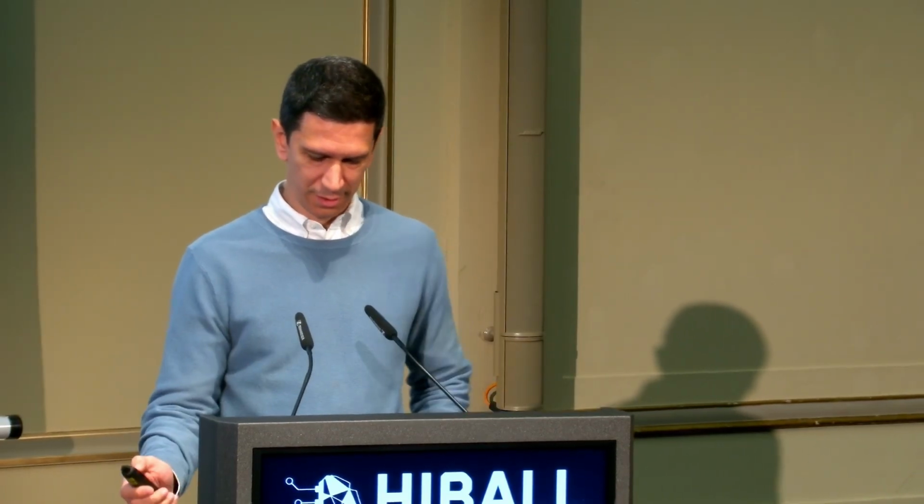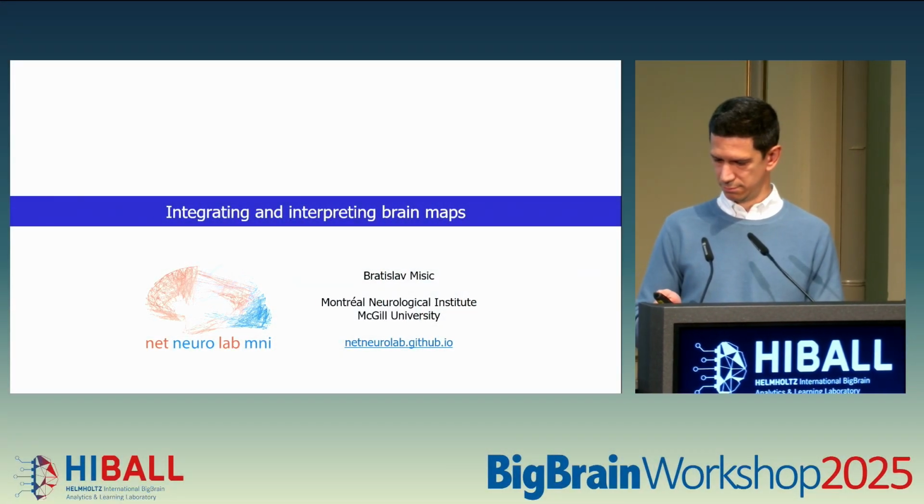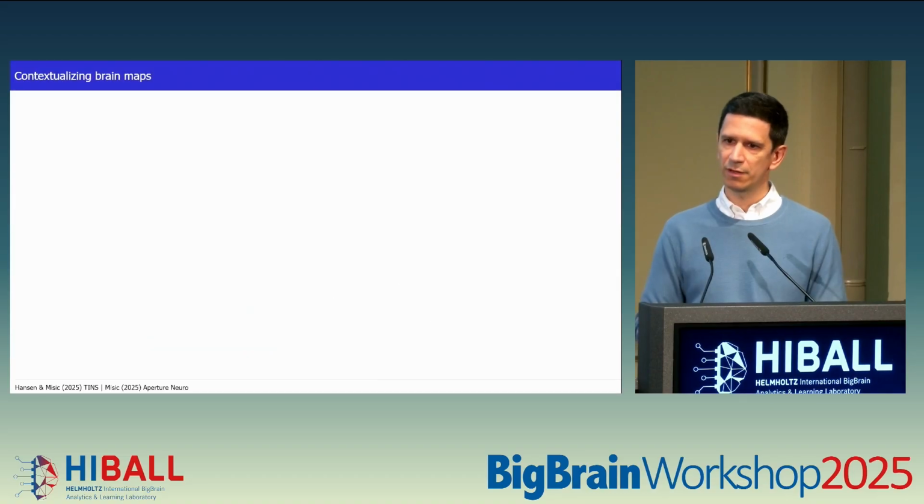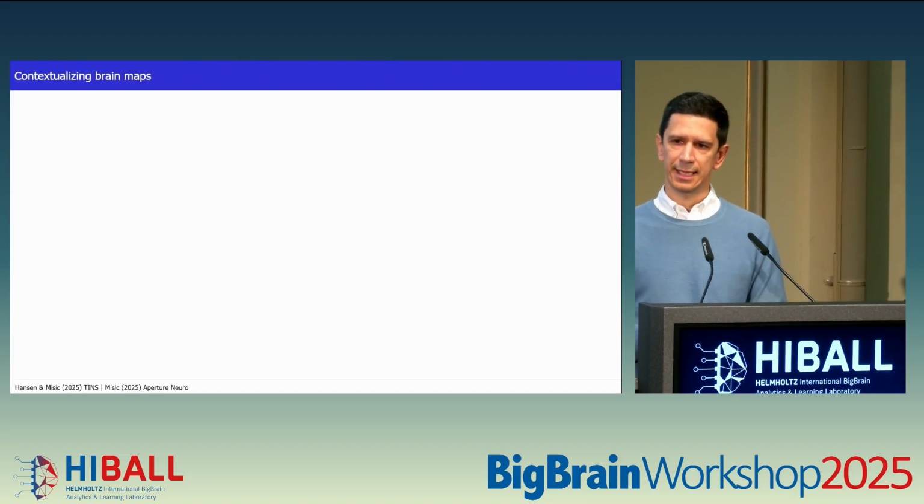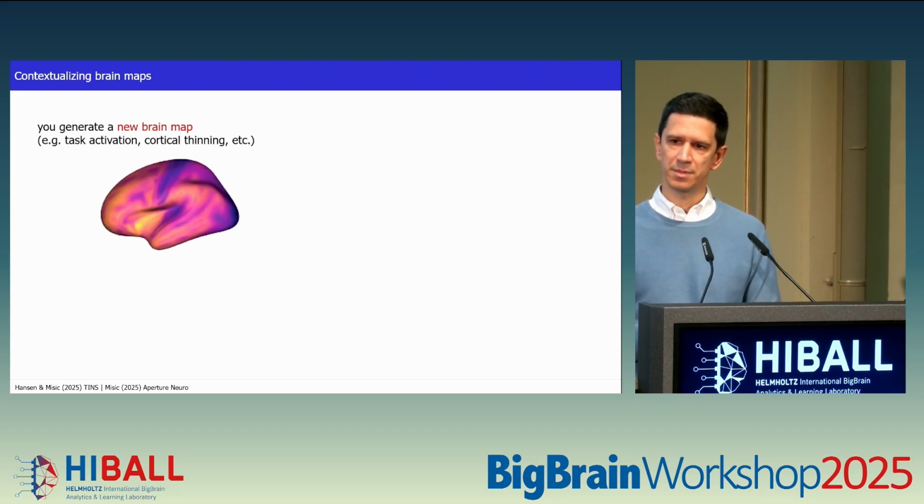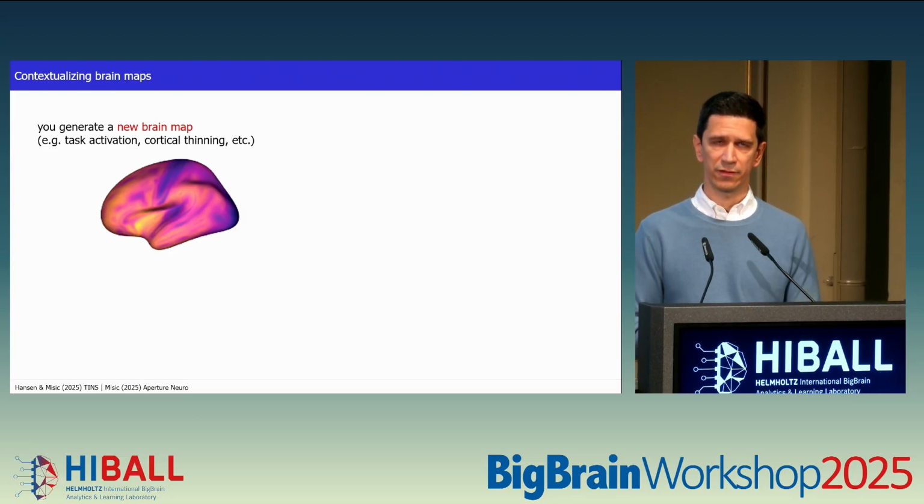I'll tell you a little bit about some of our work on piecing together different descriptions of the brain. Our jumping off point is this idea that most of us in the room are engaged in one way or another in the enterprise of generating brain maps. So you can do this when you're doing task fMRI, cortical thinning in patients versus controls, or any of the other very exciting techniques that were shown over the past couple of days.